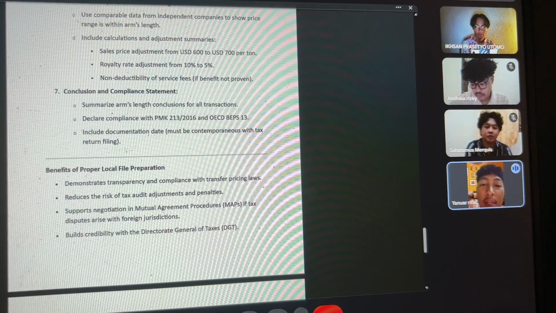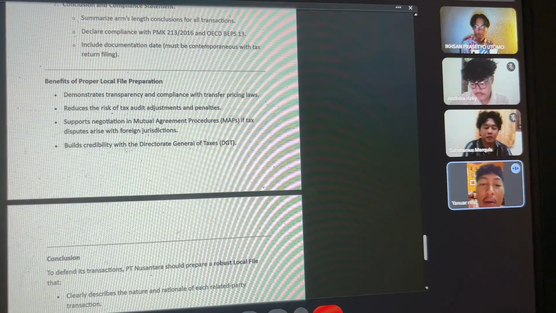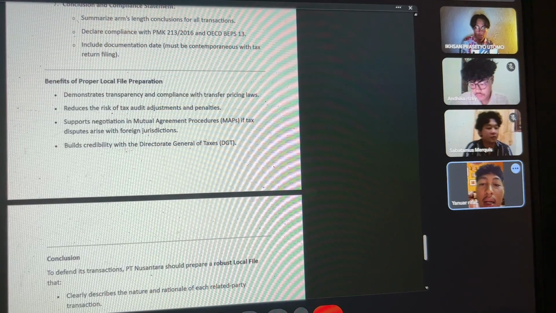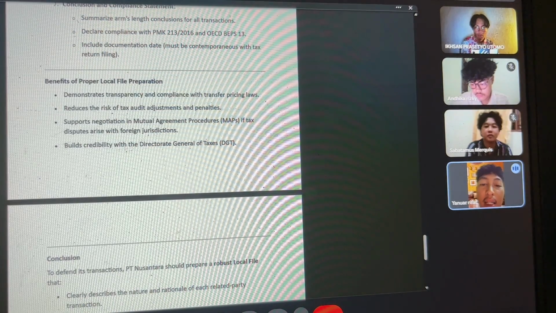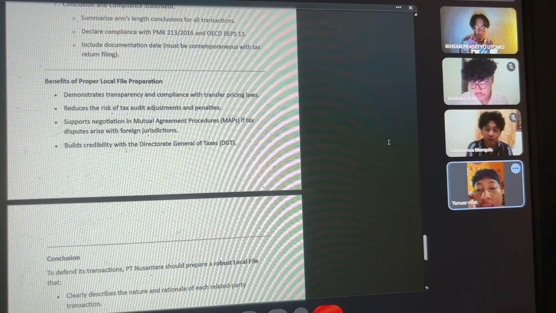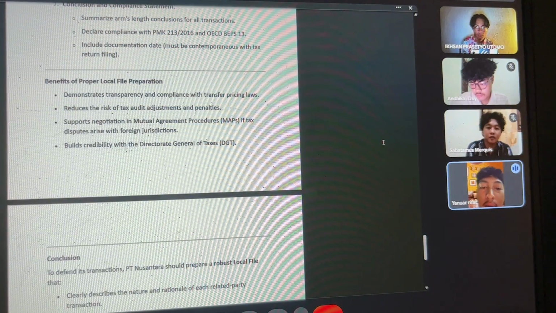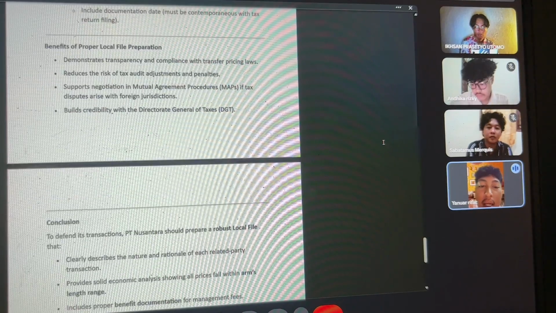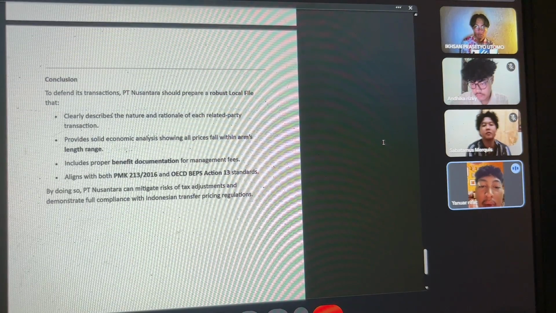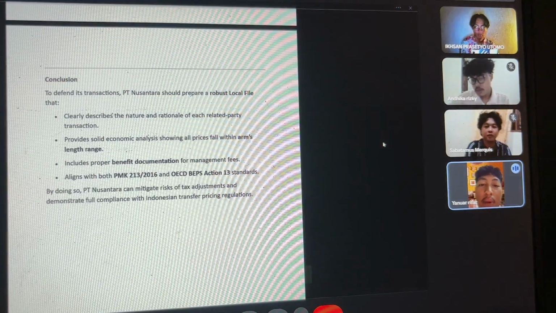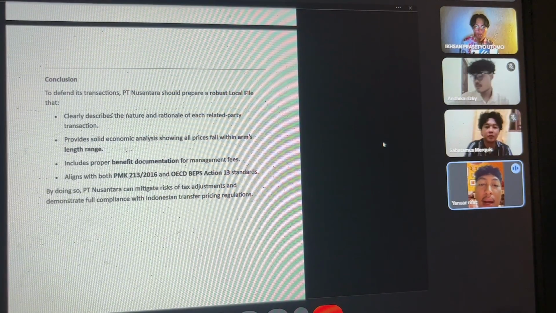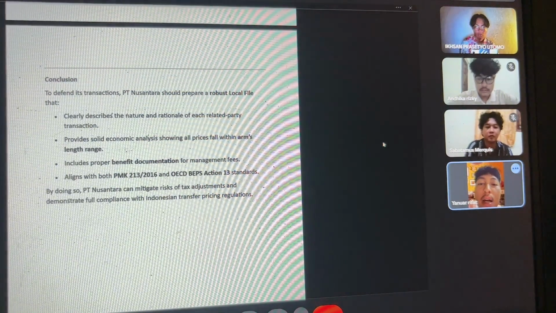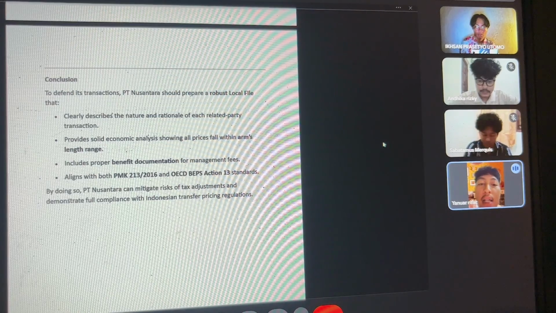Point 1, demonstrate transparency and compliance with transfer pricing law, reduce the risk of tax audit adjustment and penalty. Point 2, support negotiation and mutual agreement procedure if a tax dispute arises with a foreign jurisdiction. And the 3, build credibility with the Directorate General of Tax, DGT. So the conclusion: to defend its transactions, PT Nusantara should prepare a robust local file that clearly describes the nature and the rationale of its related party transactions.